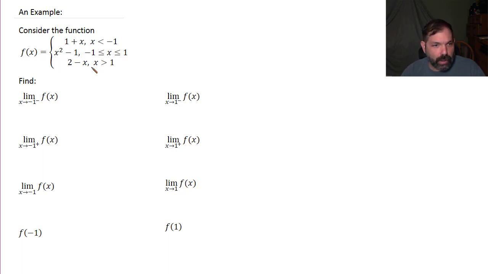So here we're asked to find the limit as x approaches -1 from the left. Be careful with the notation. X is approaching -1 from the left. So here, x is less than -1. If x is less than -1, then our output would be following the 1 plus x rule. 1 plus a number close to -1. 1 plus -1 is 0.